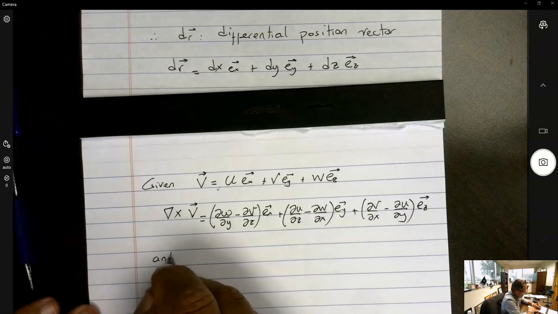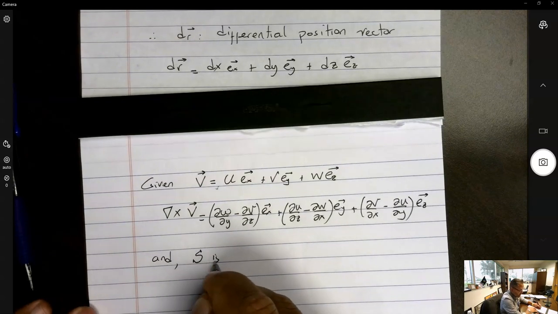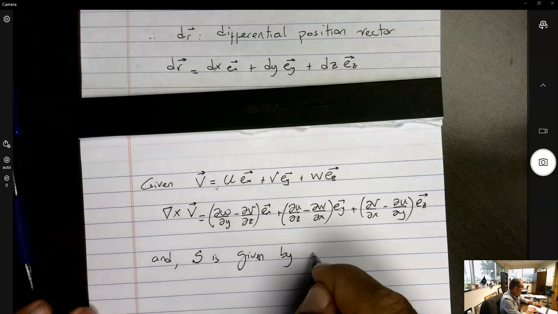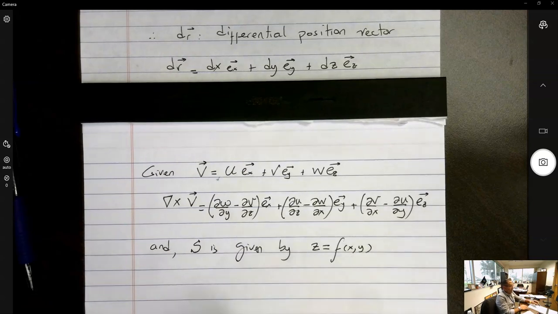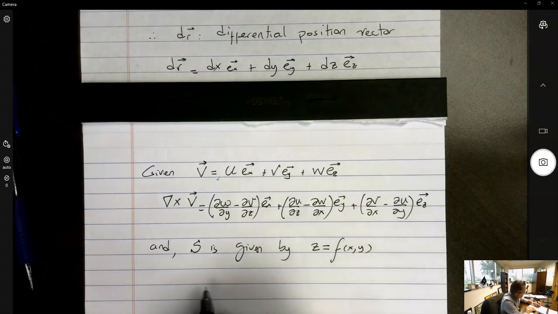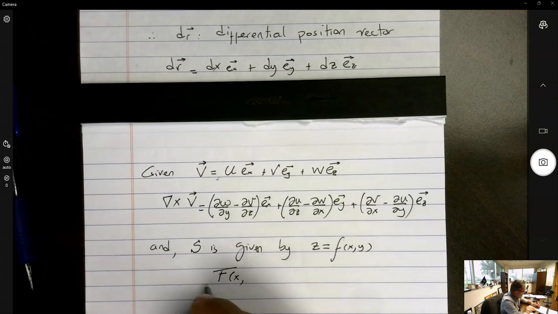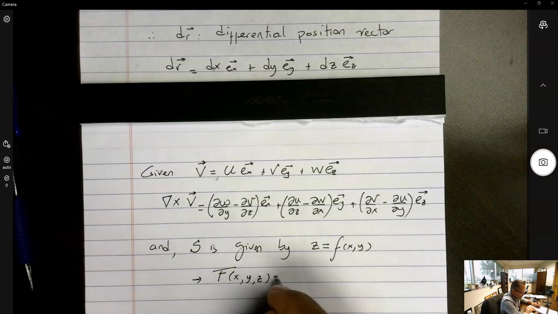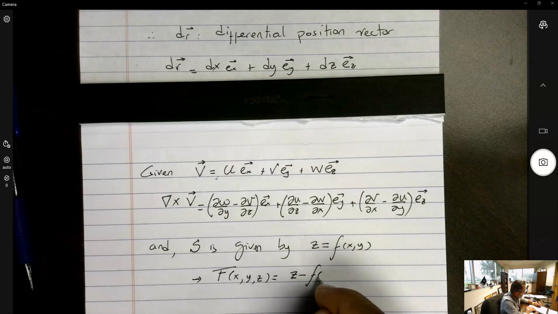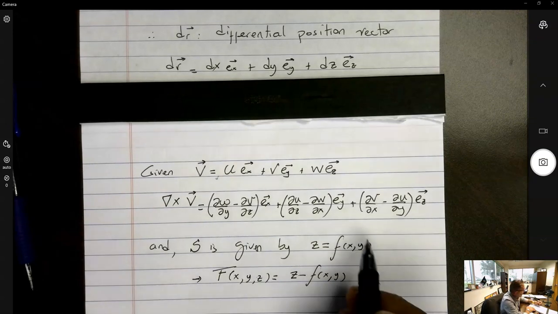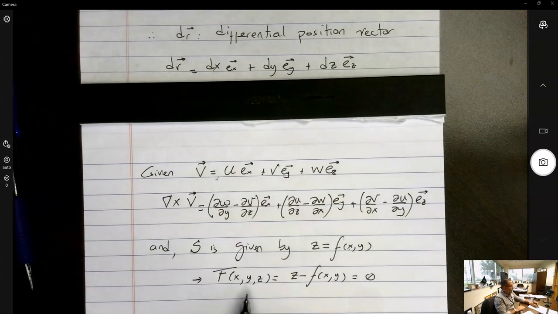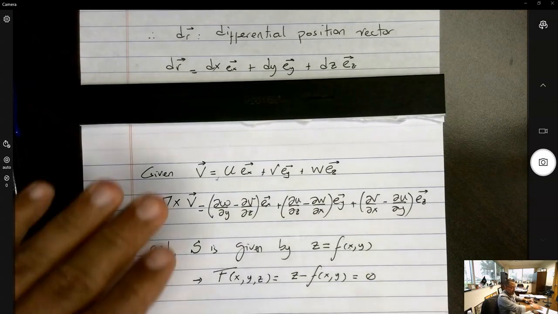And let's say that S is given by this function z equals f of x and y. So let's say that we have a function that defines the surface S, and then we can establish the level curves of that function as F of x, y, and z is simply z minus f of x and y, and these are level curves because if z is equal to f of x and y, then if we send this f to the left hand side, this will be equal to 0. So it's indeed a level curve. So we're defining a three-dimensional function out of a two-dimensional surface.